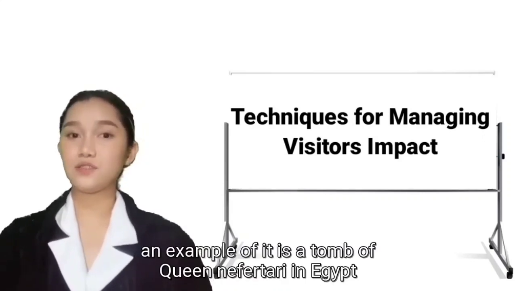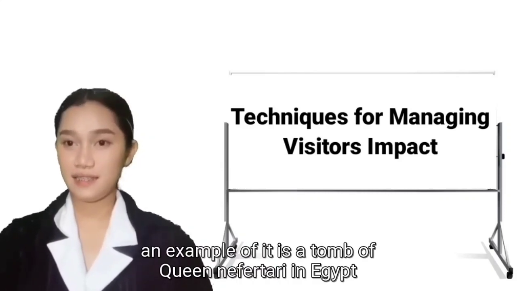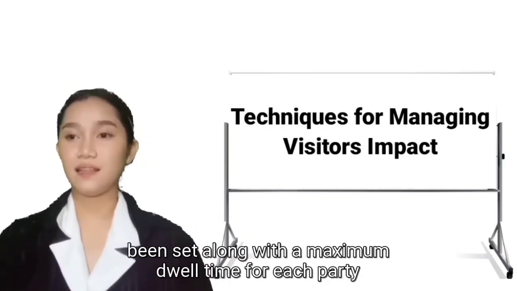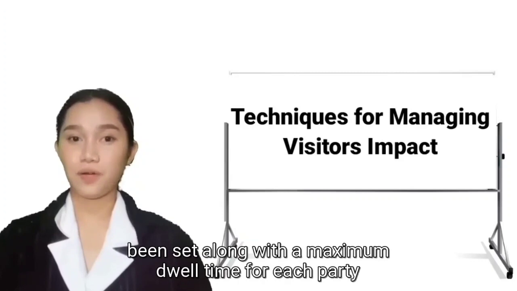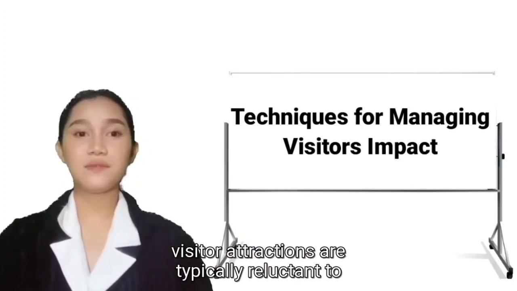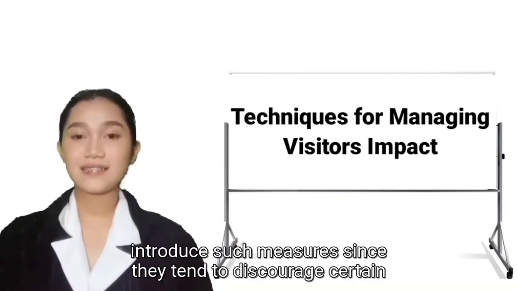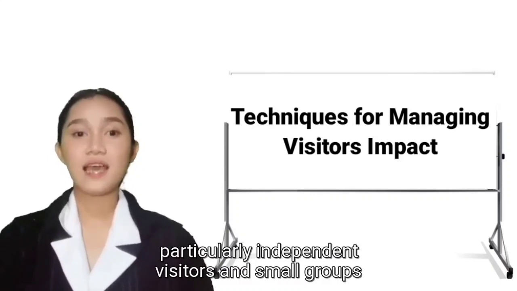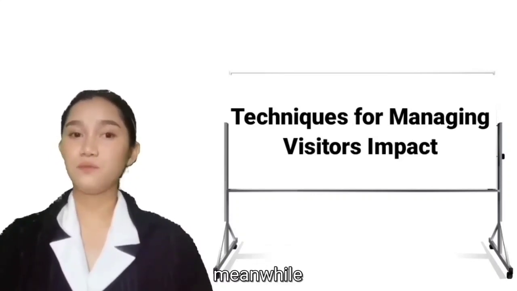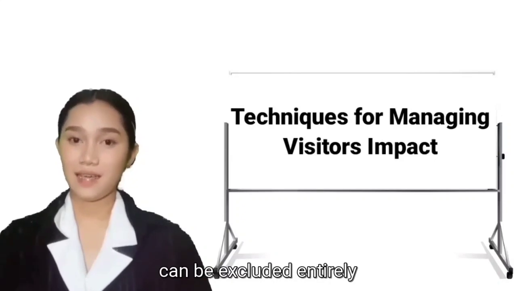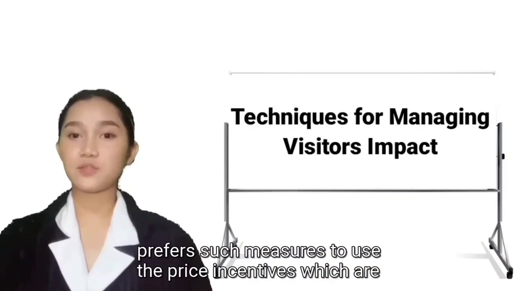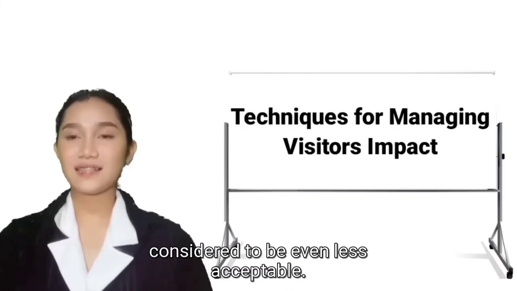An example of this is the tomb of Queen Nefertari in Egypt, referred to previously, where a daily quota of visitors has been set along with a maximum dwell time for each party. Visitor attractions are typically reluctant to introduce such measures since they tend to discourage certain types of visitors, particularly independent visitors and small groups. Casual visitors, meanwhile, can be excluded entirely. Many managers of heritage visitor attractions do, however, prefer such measures to the use of price incentives, which are considered to be even less acceptable.